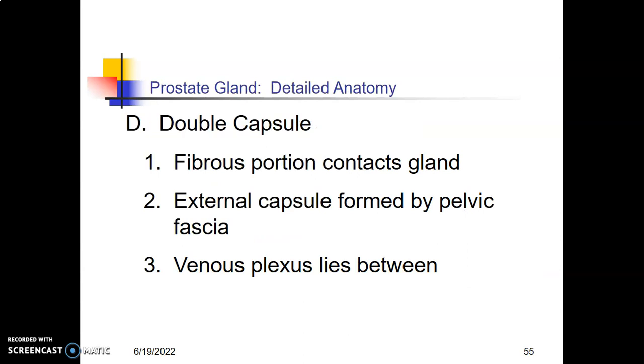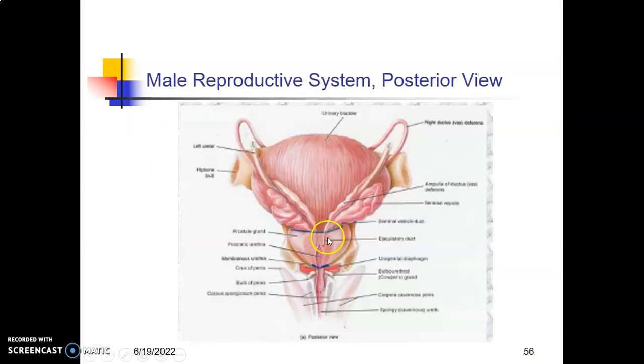So the prostate has a double capsule. You have a first portion that contacts the gland, and an external capsule that is usually formed by the pelvic fascia. There is a venous plexus that lies in between the double capsule, an inner fibrous capsule and an external capsule formed by pelvic fascia. So this prostate gland, we said, is a walnut-shaped conical gland below the urinary bladder. It surrounds the prostatic urethra. It's posterior to the pubic symphysis and anterior to the rectum.